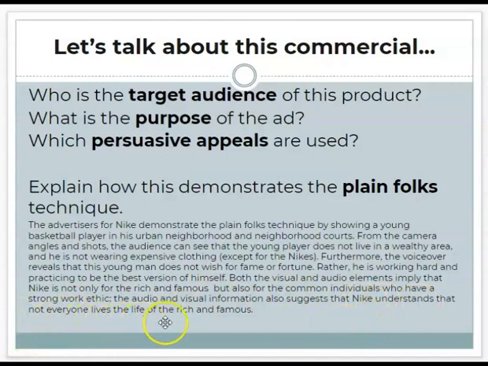Okay, so to sum it up, the audio and visual information also suggests that Nike understands that not everyone lives the life of the rich and famous. So they want us to understand that Nike is for everyone, not just those who are wealthy or athletes. Okay, so that's how you answer those questions. Make sure you contact your teachers if you have any specific questions.